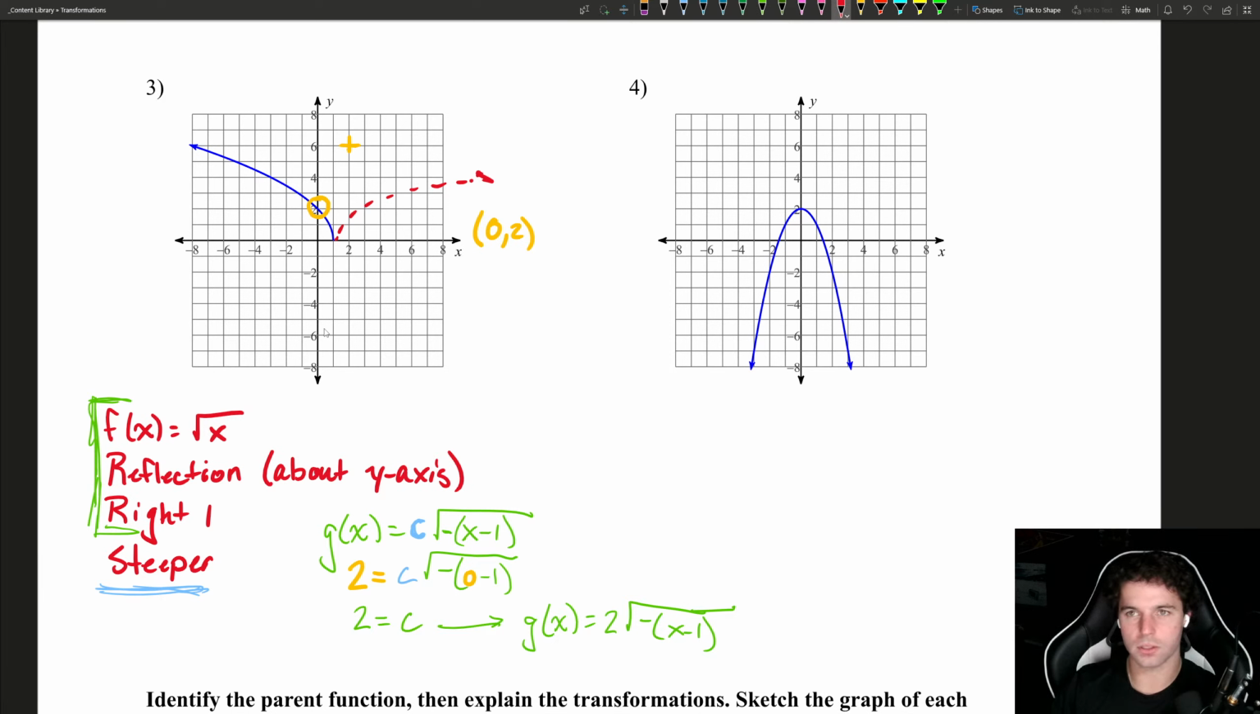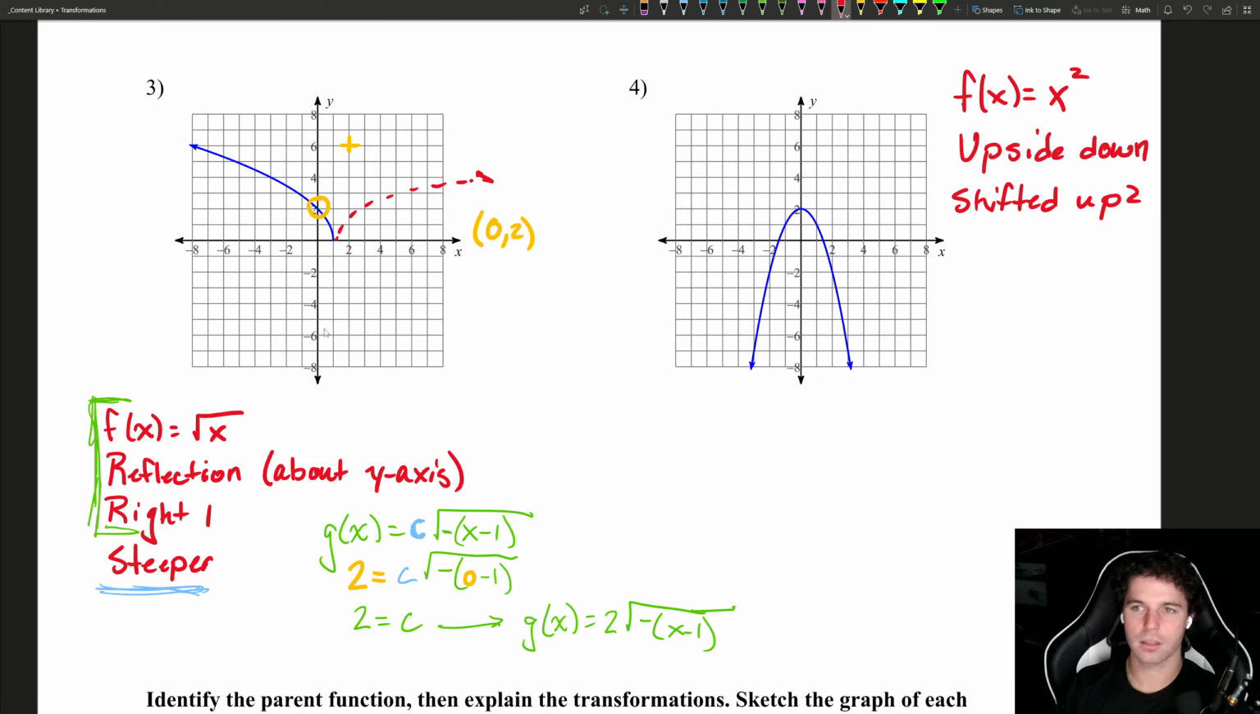So for number 4, if we just go about this, we're going to be dealing with x squared, right? It's clearly upside down. It's shifted up 2, and it doesn't look wider or narrower, but we'll leave that to check. Our general equation then would be g of x is equal to negative x squared and then up 2, so plus 2. That'd be our general equation.